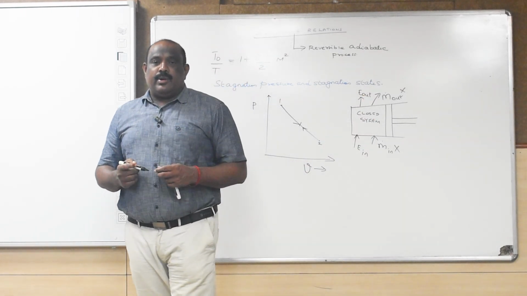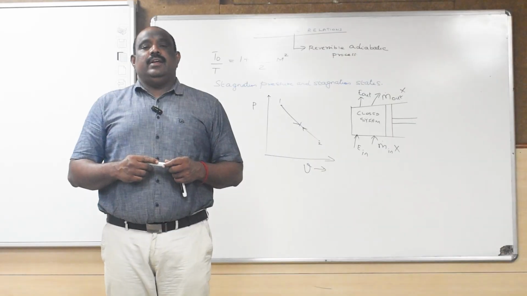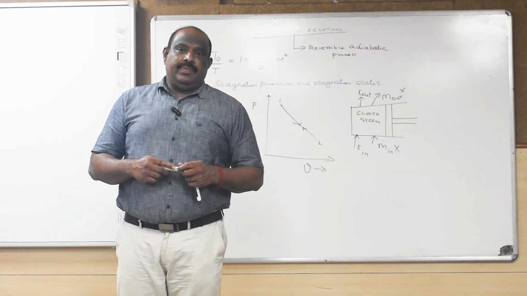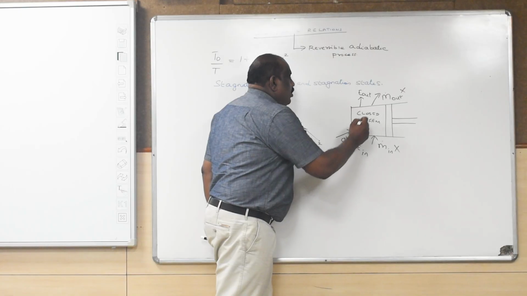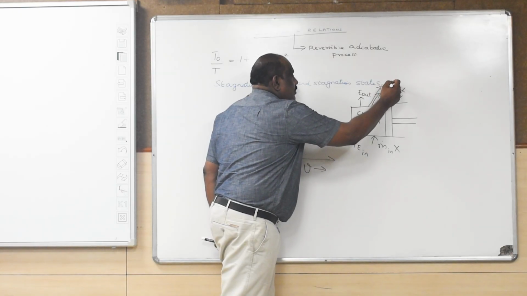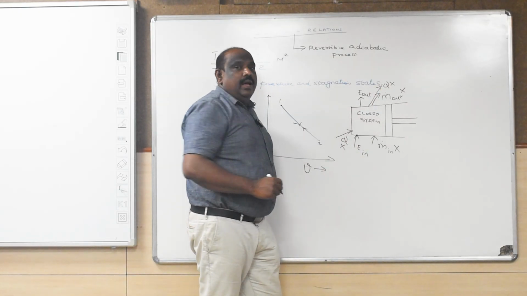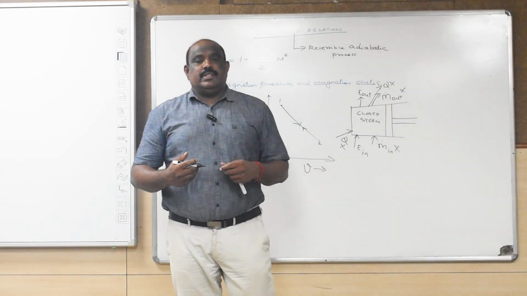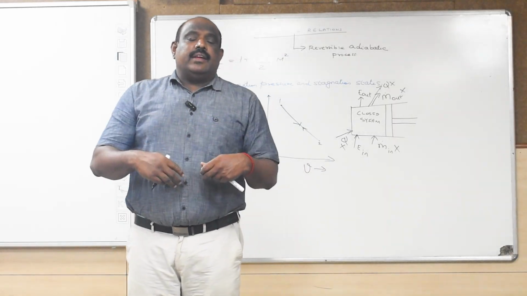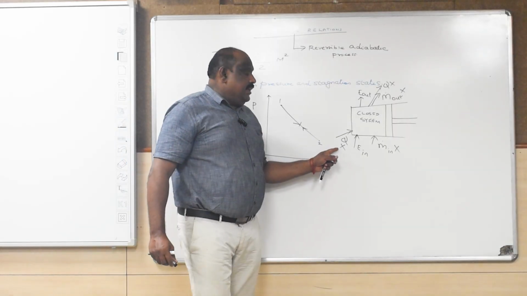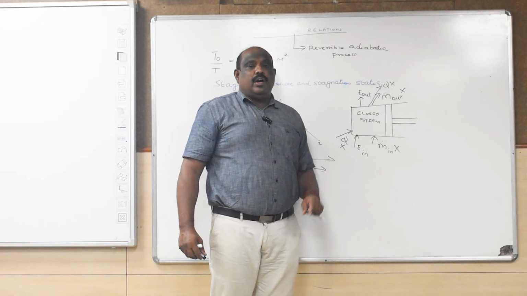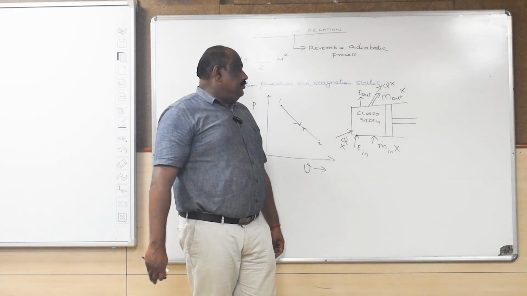But if the system undergoes an adiabatic process, which means there is no heat transfer, no heat is entering into the system and no heat is leaving the system. This is not allowed. So heat coming from the surrounding to the system, or heat going from the system to the surrounding, both are not permitted. Q in and Q out are not permitted.